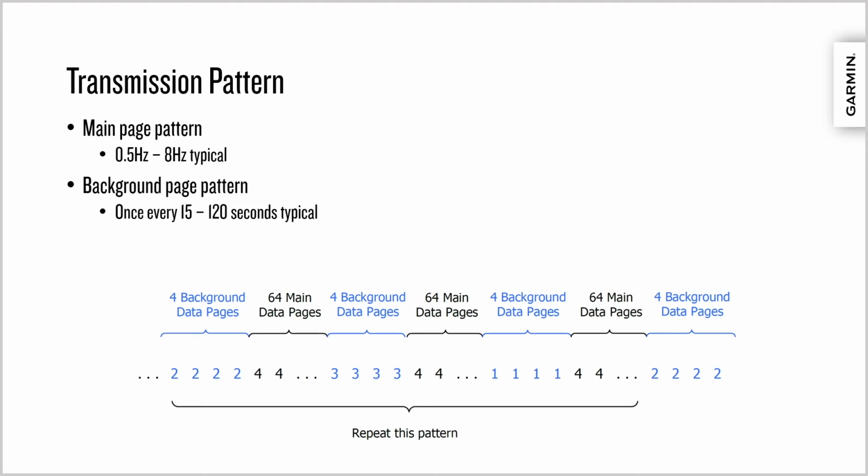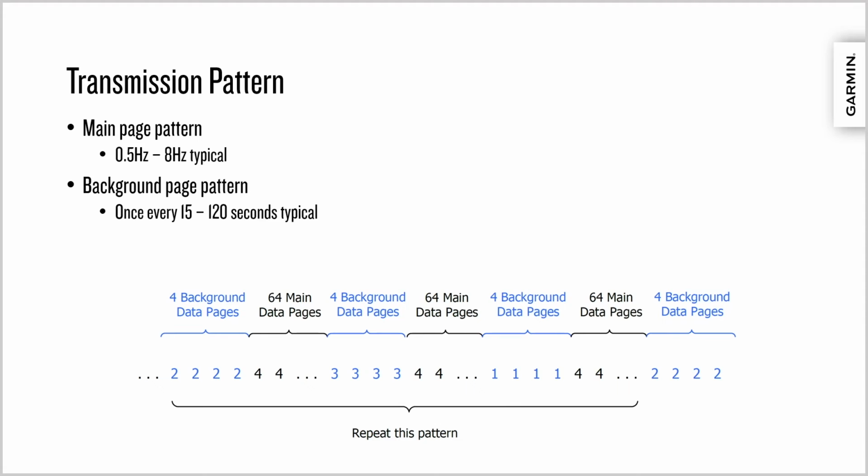In general, there are 2 sub-transmission patterns working in a device profile. The main page pattern transmits data that has low latency requirements. For example, data pages that contain user, heart rate, or speed data. The background page pattern is designed for data that has low latency requirements. An example background page would be the manufacturer information page. This page contains information about the device manufacturer and will not change on the device.